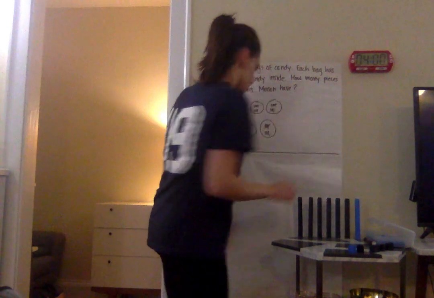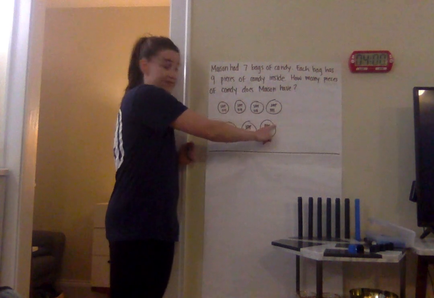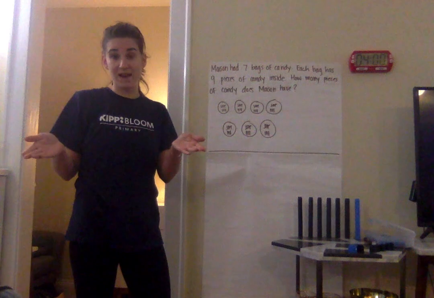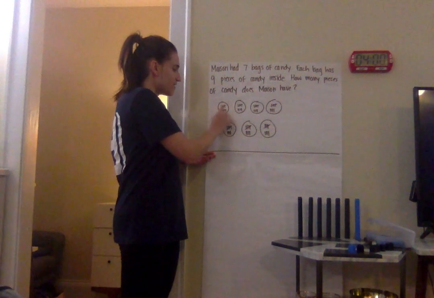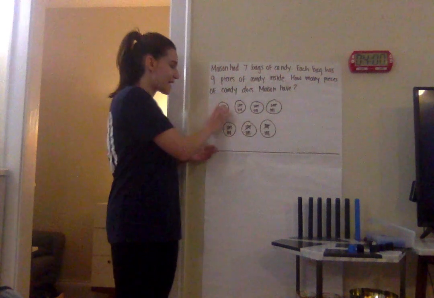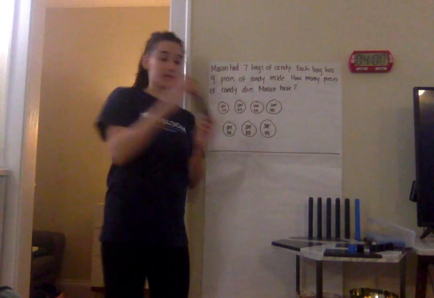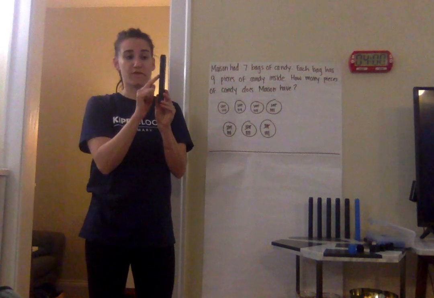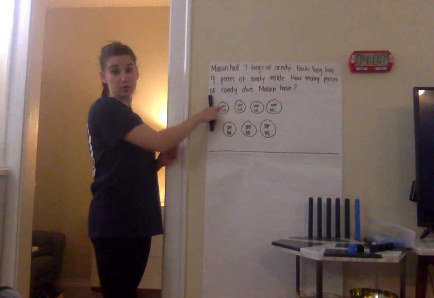And I already started to draw this out here. I drew 1, 2, 3, 4, 5, 6, 7 circles. Those circles represent the bags, you're right. And then inside each bag I drew 1, 2, 3, 4, 5, 6, 7, 8, 9. I drew 9 little marks to show that there are 9 pieces of candy. Just like this is 1 bag, and inside it there are 1, 2, 3, 4, 5, 6, 7, 8, 9 pieces. It's exactly what I drew over here.